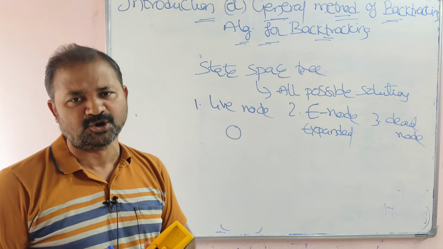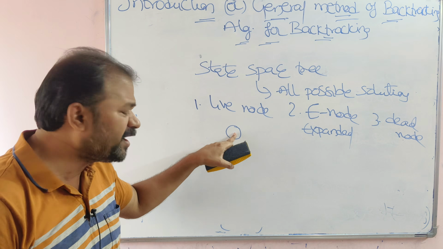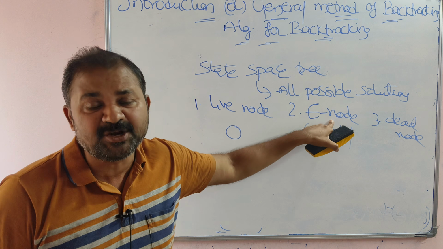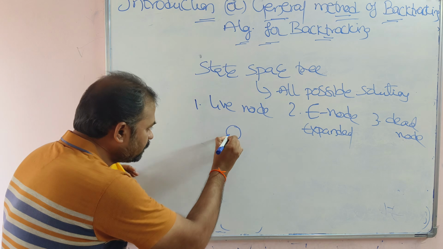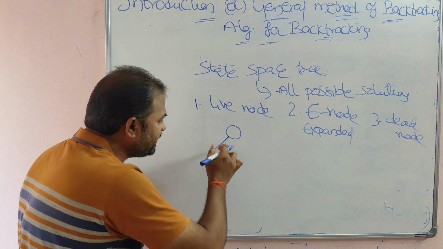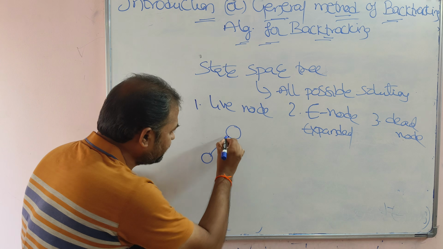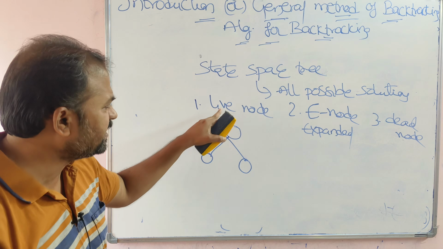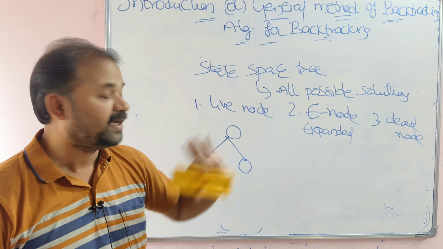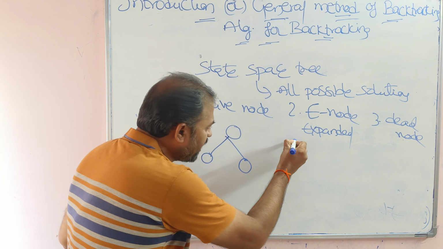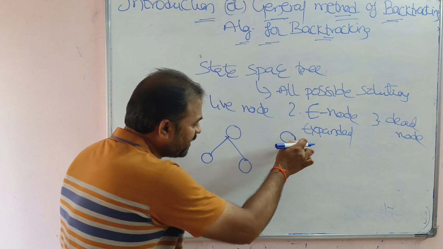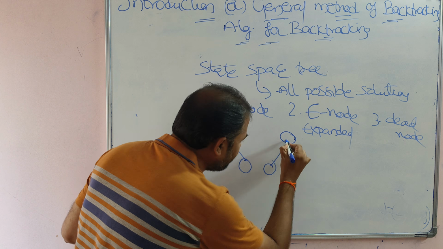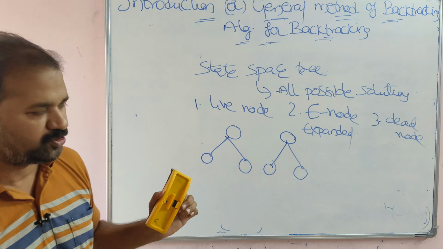Whereas what is an E node? An E node means a node is generated as well as explored. The corresponding node is currently expanded. So its children are 2 and 3. This is the root node and these two are its children. So this is the difference between a live node and an E node. A live node is only the corresponding node, but it is not explored. Whereas an E node means its children are currently being explored.